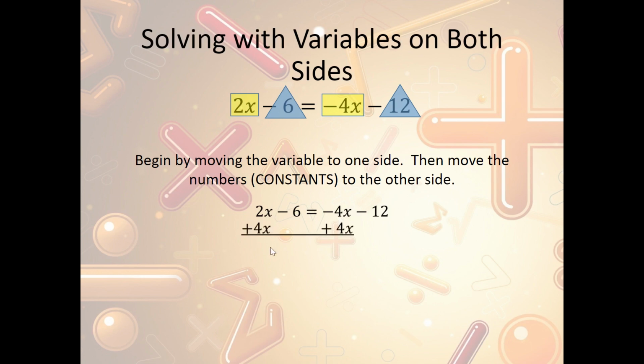So I'm going to add 4x to both sides, and I get 2x plus 4x is 6x. These cancel out, so I'm left with 6x minus 6 is equal to negative 12. Now I can just solve for x. So I'm going to get rid of this negative 6, so I'm going to add 6 to both sides. And I get 6x is equal to negative 12 plus 6, which is negative 6. Now I need to get rid of this 6 that's in front of the x. Notice that the 6 is being multiplied by x. So I undo that by dividing both sides by 6. And I get x by itself is equal to negative 6 divided by 6, which is negative 1.